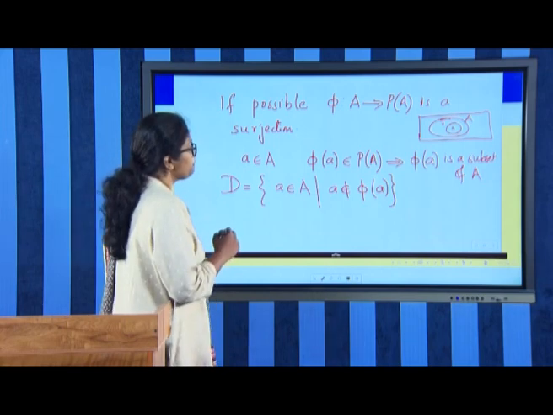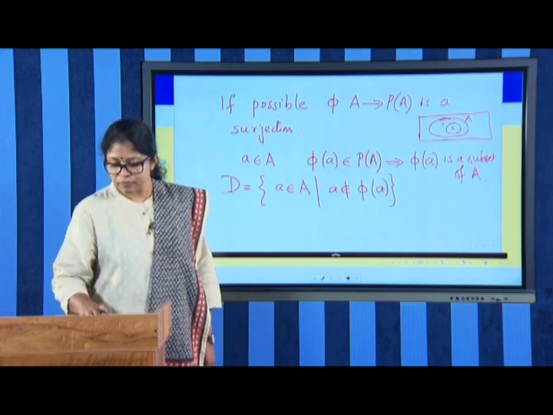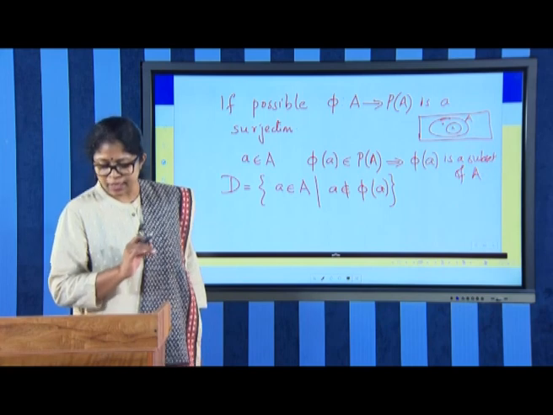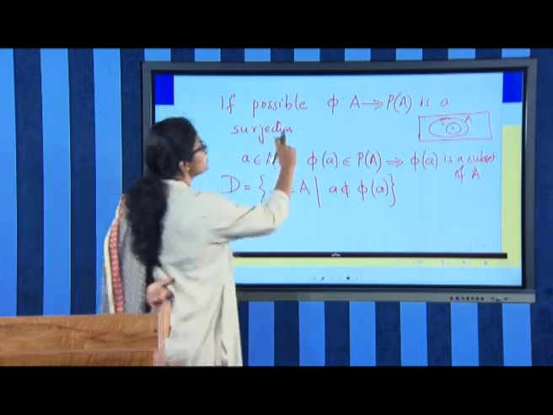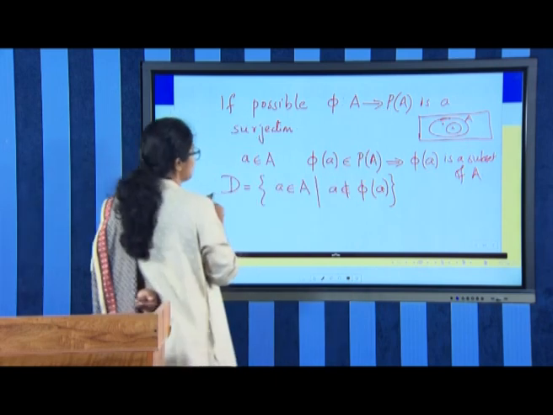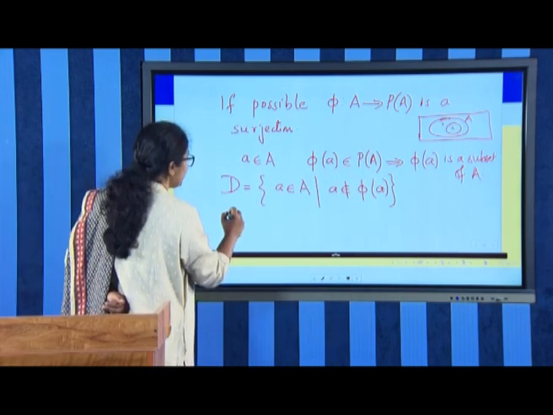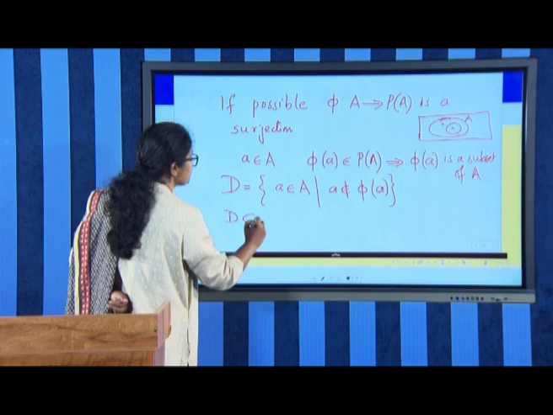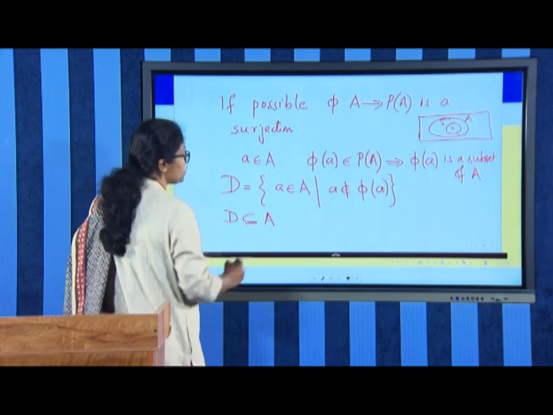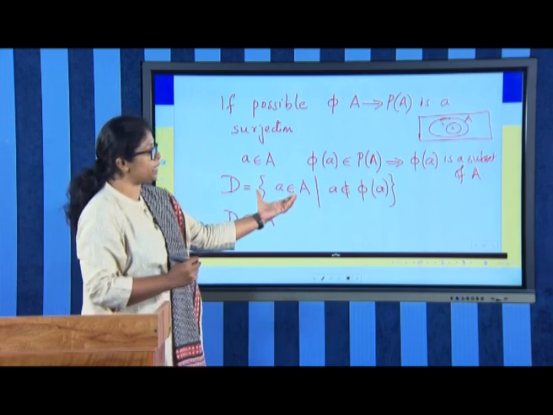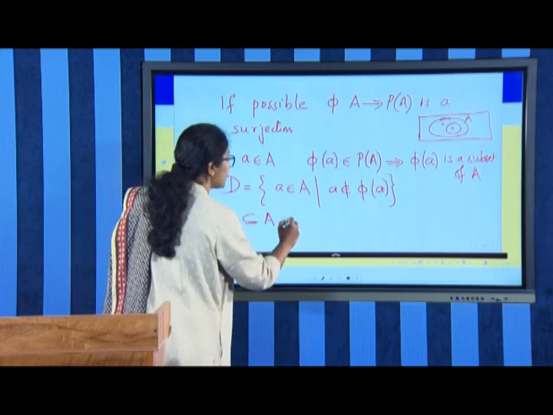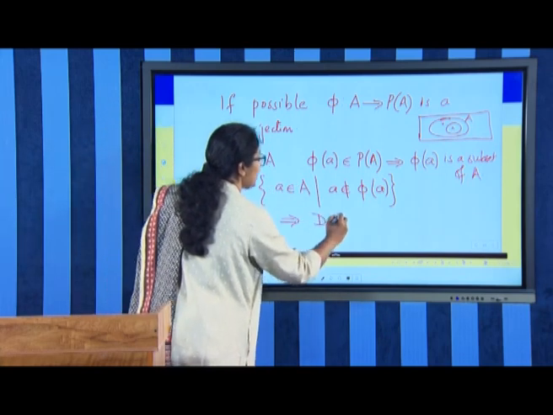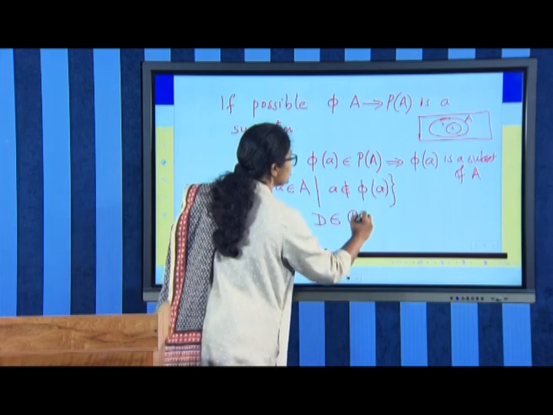Then consider this definition of surjection that we have. So, D is definitely a subset of A. Why? Because by the definition of D itself, D is a subset of A, which implies D is an element of the power set of A.